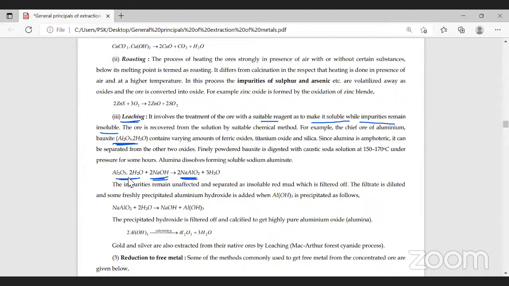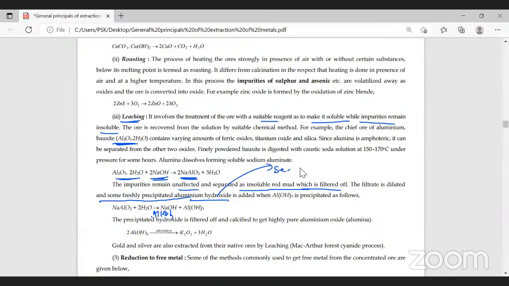That can be removed by filtration. The impurities remain unaffected and separated as insoluble red mud is filtered off. The filtrate is diluted and some freshly prepared aluminum hydroxide is added. Now the filtrate contains what? Sodium aluminate. To this, we add freshly prepared aluminum hydroxide. When we add freshly prepared aluminum hydroxide, this acts as a seeding agent.